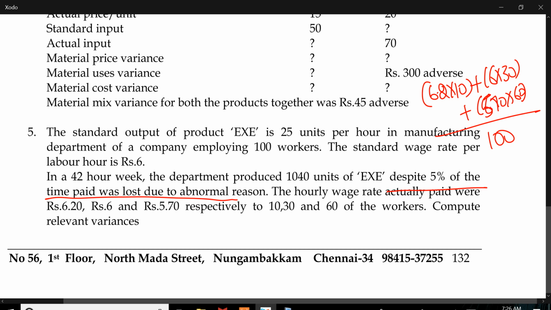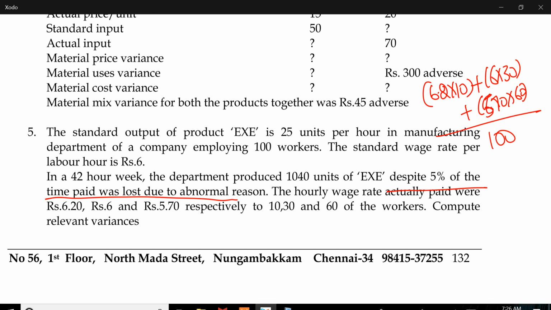Memory function is used so that you can avoid some adding and noting down figures. You can just put it in the calculator memory and finally get the number. 6.2 into 10 equal to M plus, 6 into 30 equal to M plus, 5.7 into 60 equal to M plus, MRC by 100. 5.84. Any doubts in this? We need not find the labor variances for the whole 100 workers or just one worker? Whole 100 workers we will find. You will understand. Keep 5.84.